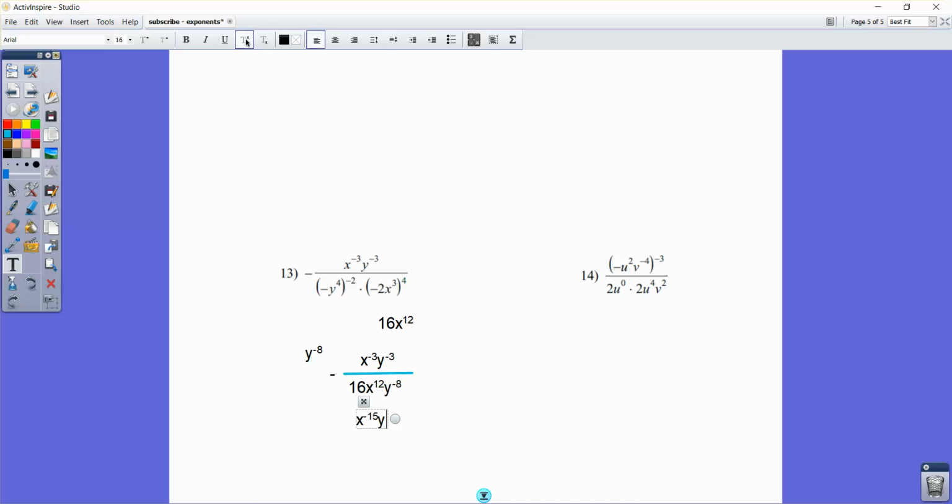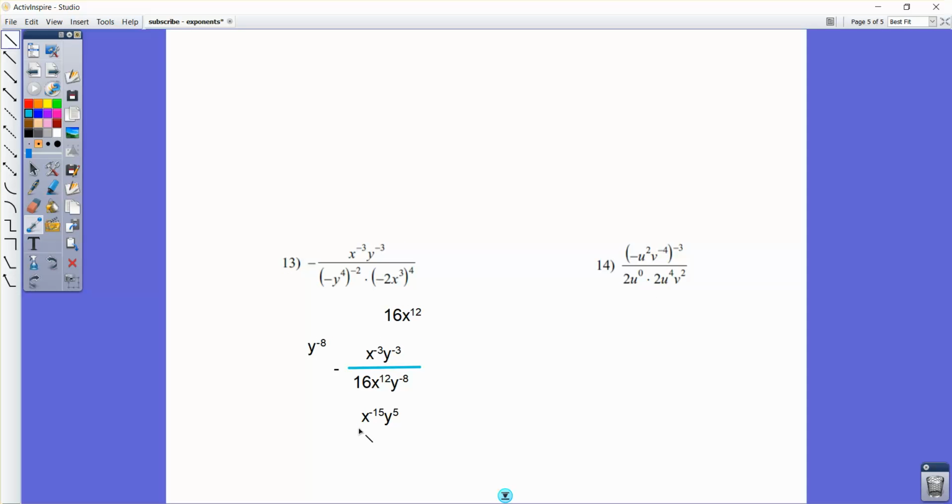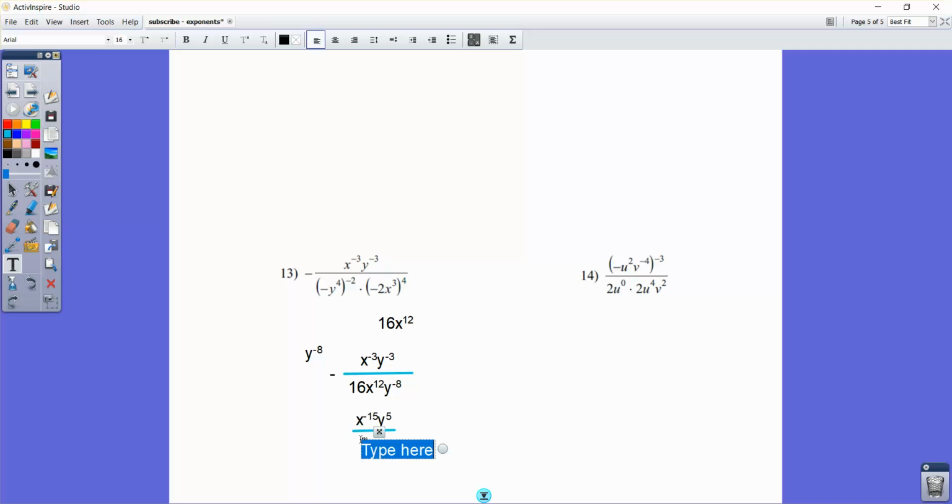Now, we don't have anything that we can simplify with that 16 on the bottom, but understand that it is there, and it's negative, and the whole thing is still negative. So there's a lot of things going on here. That 16 is still on the bottom. That x to the negative 15th, we're writing it on top for now, but we are going to be moving it because it's negative.